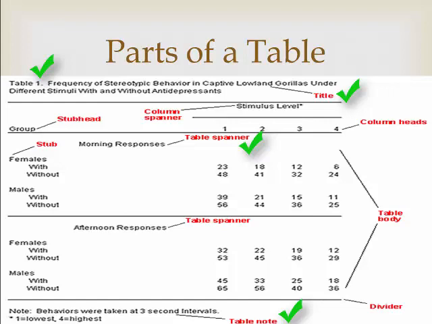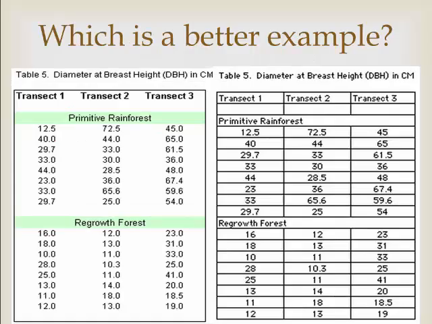And just a little exercise. There's a table on the left and a table on the right. Just look at the two of them, compare them, and tell me which you think is the better example, and why you think so. I want you to just note down which one is the better example and why, and we will discuss this further in class.